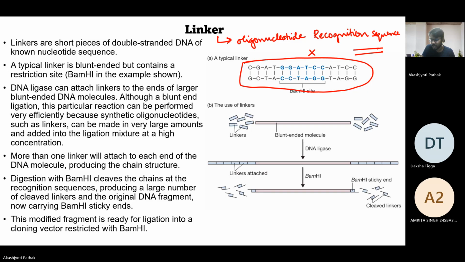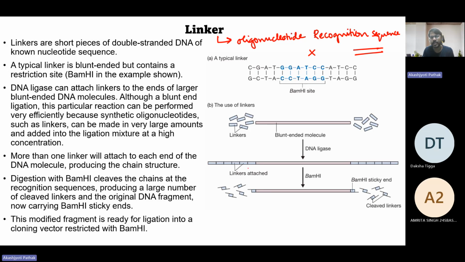So your linker molecule has a particular recognition site, recognition sequence. For example, this linker shown in this figure has a BamHI site, and you have your blunt-ended DNA molecule. Now, you will set up a ligation reaction where you will have this blunt-ended DNA molecule, and you will add the linker molecule in the reaction as well, and you will add the ligase. So once you add the DNA ligase, what will happen? These linker molecules will be ligated with your blunt-ended DNA molecule.